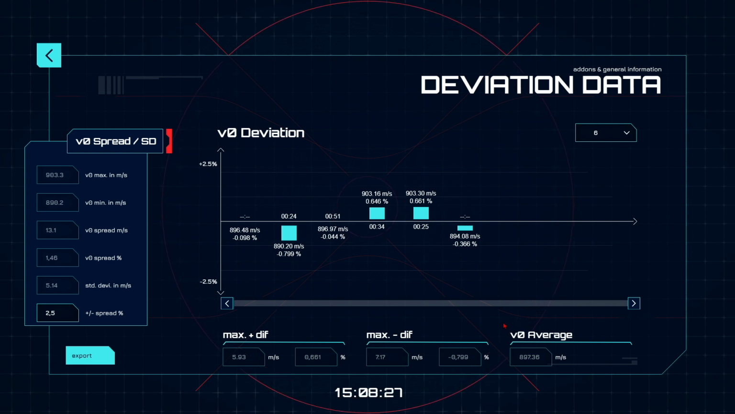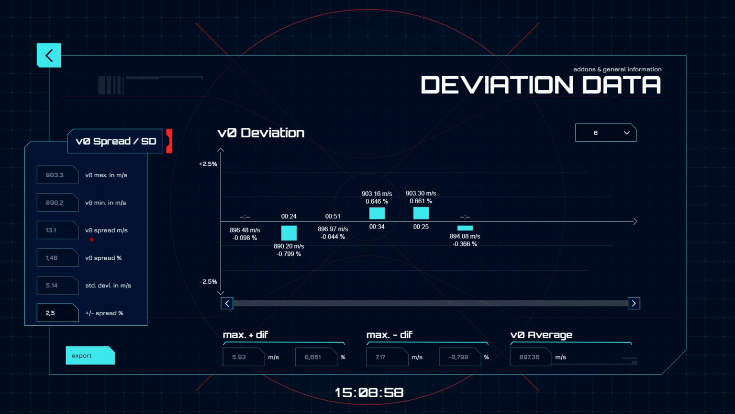So what we see in the bottom here, this is where we see our average, which is in this case 897 meters per second. And we have our maximum and our minimum differences, or rather maximum plus and negative difference. So we see we have a very small spread of about 6 meters in the positive side and minus 7 meters per second in the negative. This gives us a maximum muzzle velocity here of 903 meters per second and a minimum of 890.